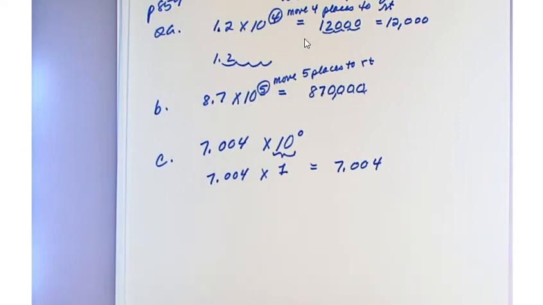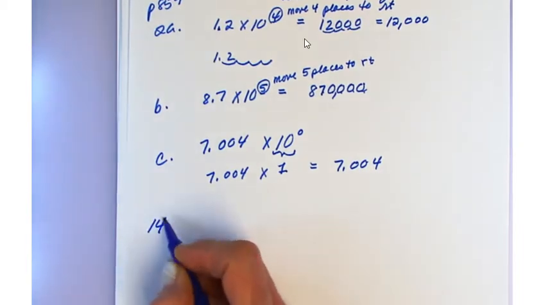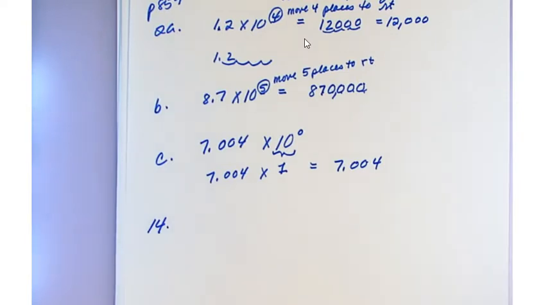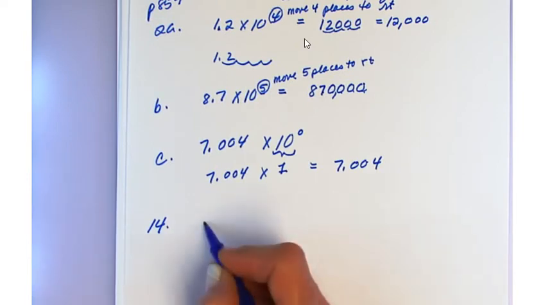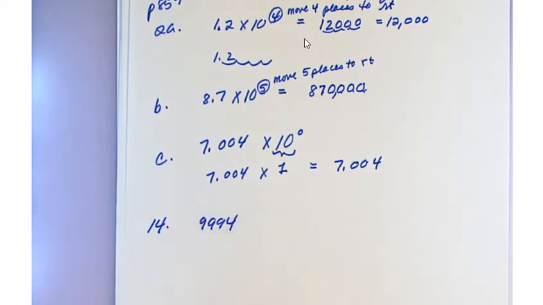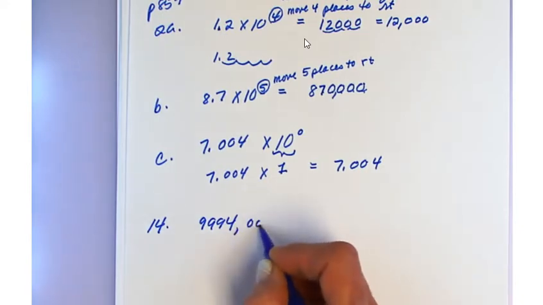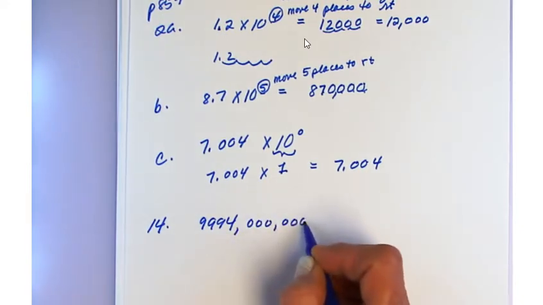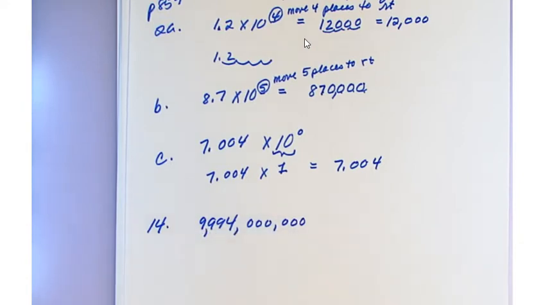So going back now to the problem set, we did 8 and 10. Let's go down to number 14. Number 14 is 9994, and then I have 6 zeros. 1, 2, 3, 4, 5, 6. And the question says, write this in scientific notation.